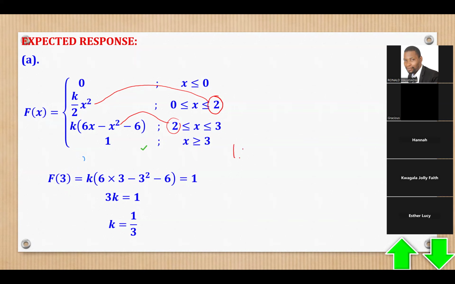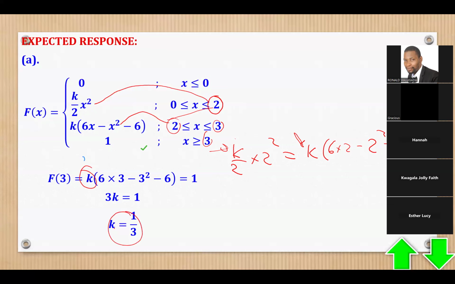Let's try. I'll get k over 2 times 2 squared equal to k in brackets 6 times 2 minus 2 squared minus 6. Do you see the funny thing? This k here and this k here will cancel. So in the end, I'll be doing no work. That is why I didn't use this option, but it is also correct. So I chose this one because in this case, the k does not vanish. It remains, and I've got it.